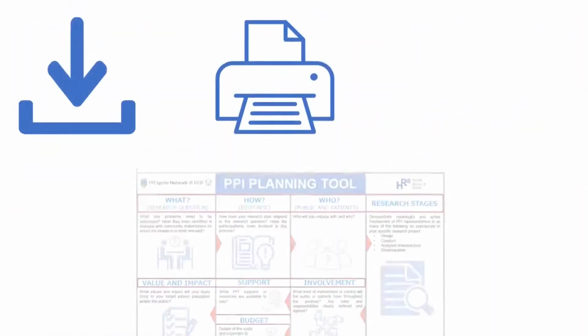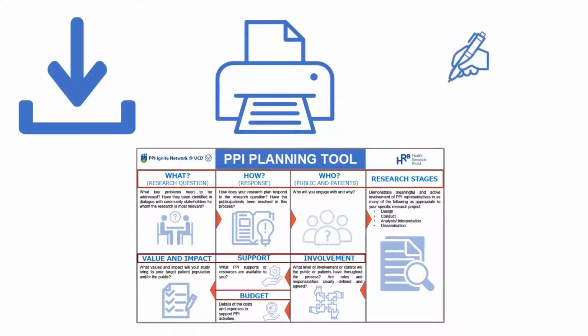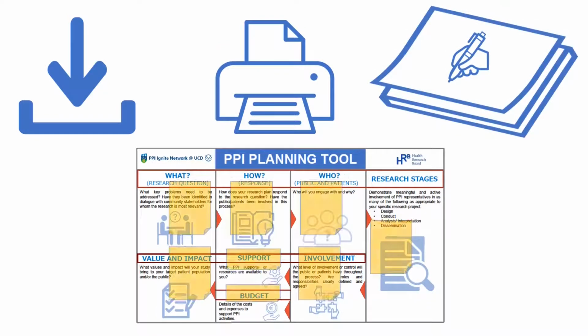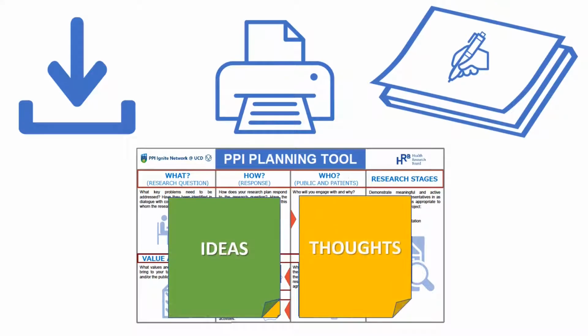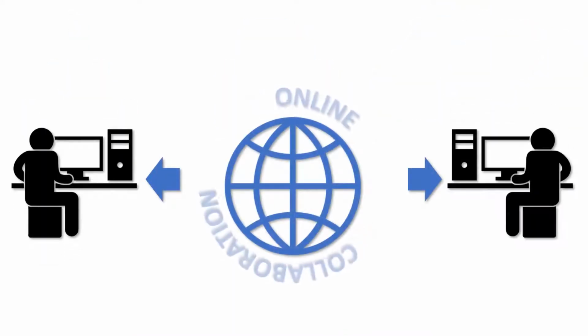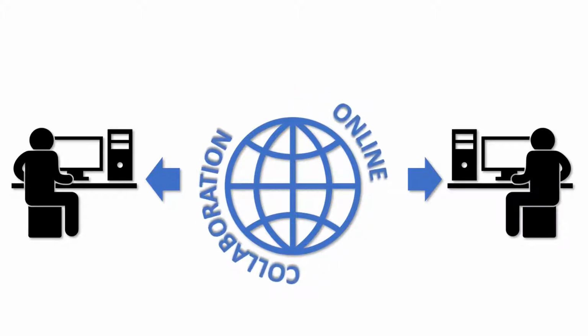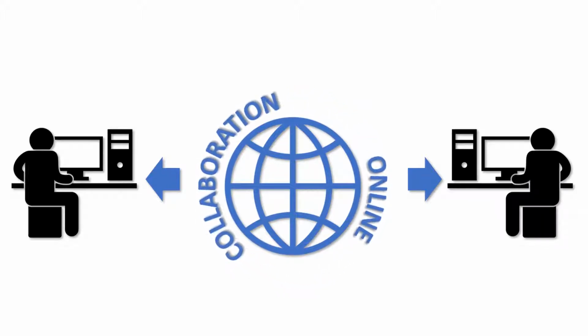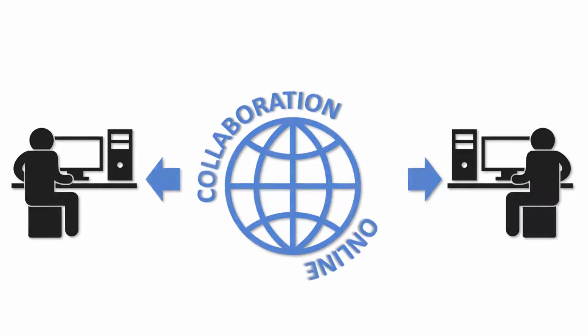You can download the PPI tool and print it out, and fill it in using post-its. These allow you to be flexible with your ideas and thoughts and move them around. Or you can complete the planning tool online, collaboratively, in an interactive session with a PPI expert. Just drop us an email to arrange.